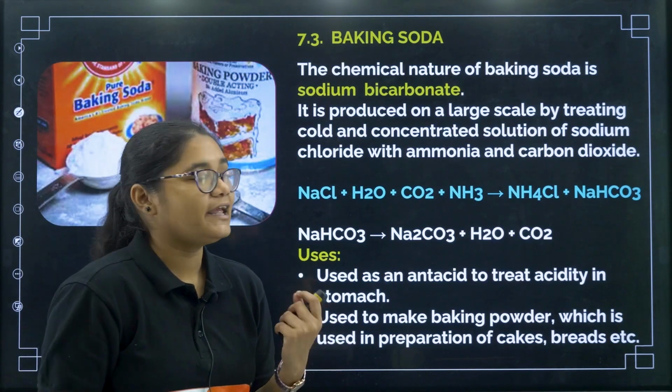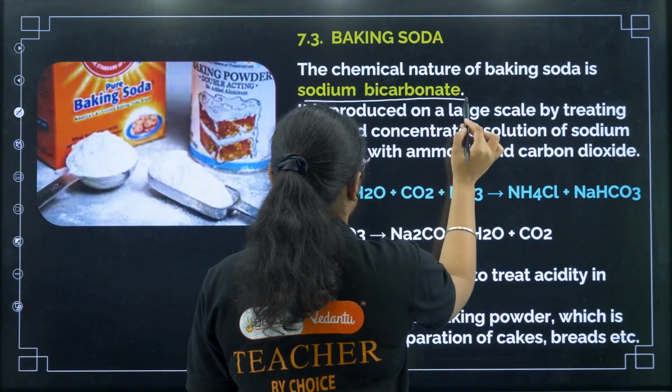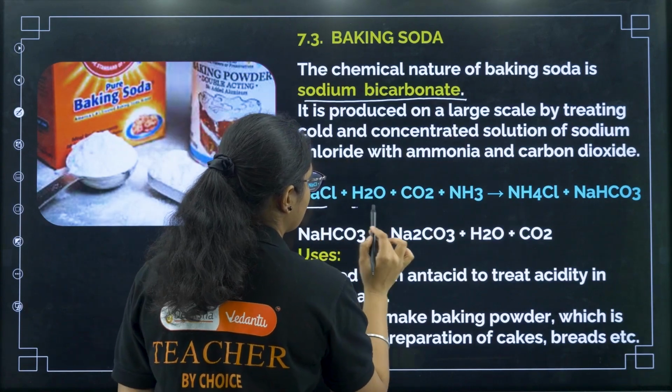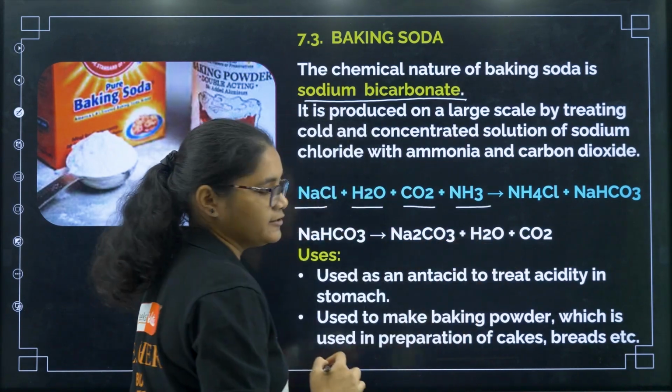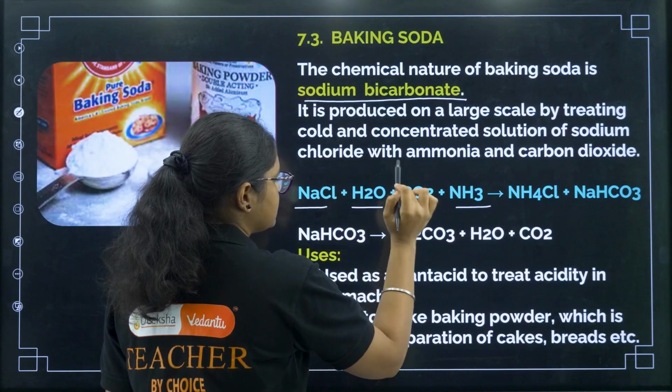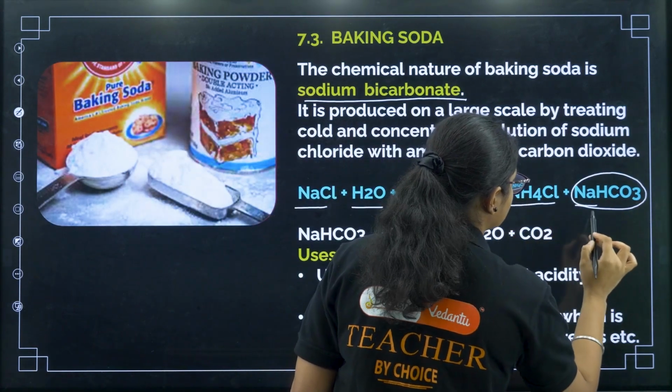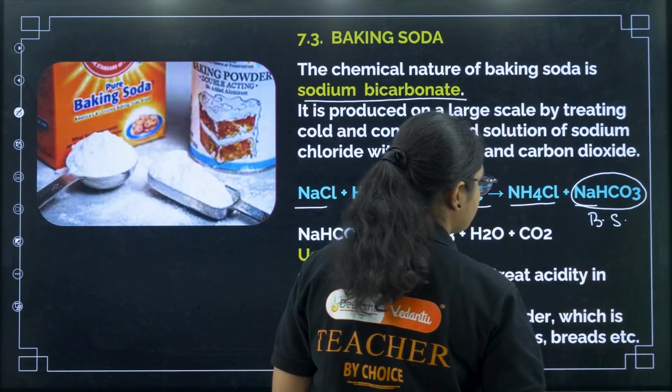Next compound is your baking soda. Baking soda is NaHCO3, sodium bicarbonate, okay. How can you prepare this? If you take NaCl, water, CO2 and NH3, you will get NH4Cl and NaHCO3, which is nothing but baking soda, okay.